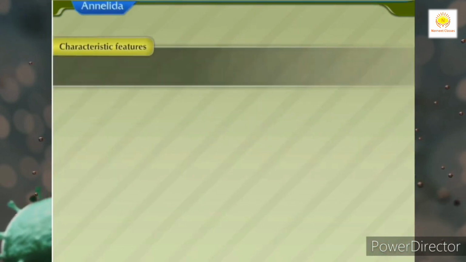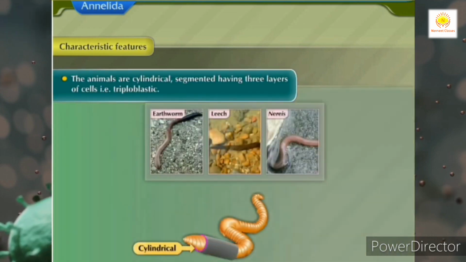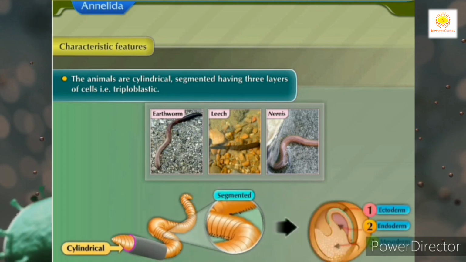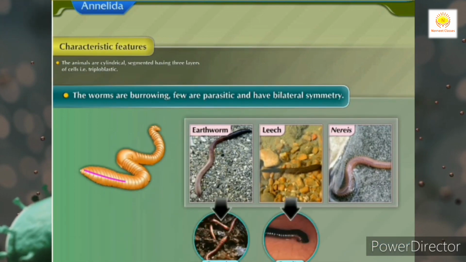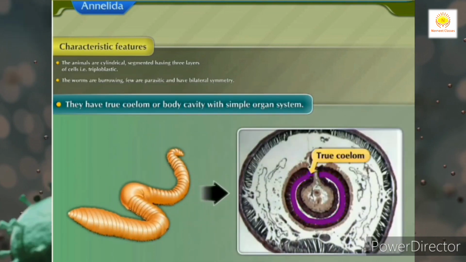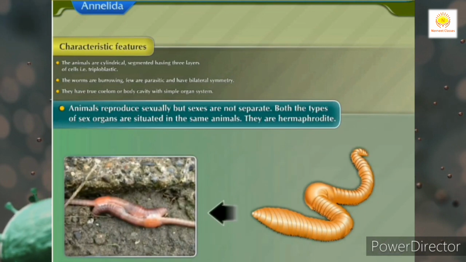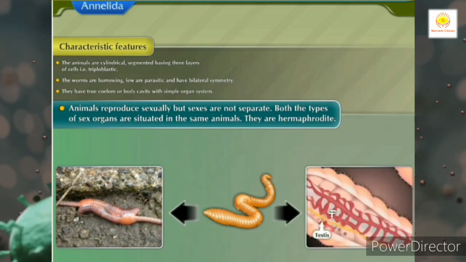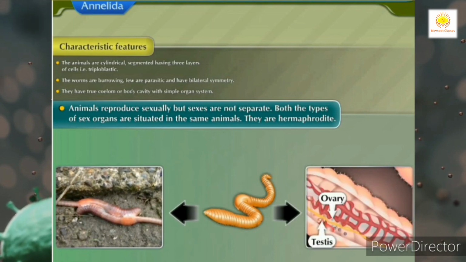The characteristic features of phylum Annelida are: the animals are cylindrical, segmented, having 3 layers of cells, that is, triploblastic. The worms are burrowing, few are parasites, and have bilateral symmetry. They have true coelom or body cavity with simple organ system. Animals reproduce sexually, but sexes are not separate. Both types of sex organs are situated in the same animal. They are hermaphrodite.